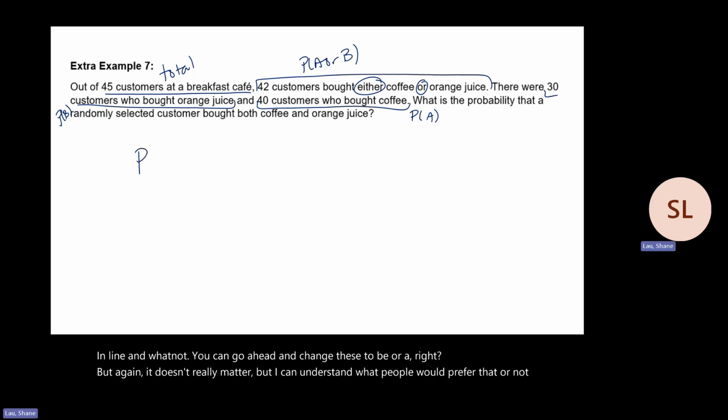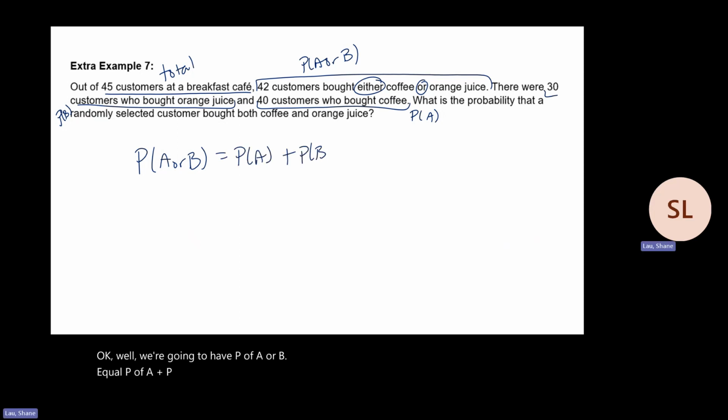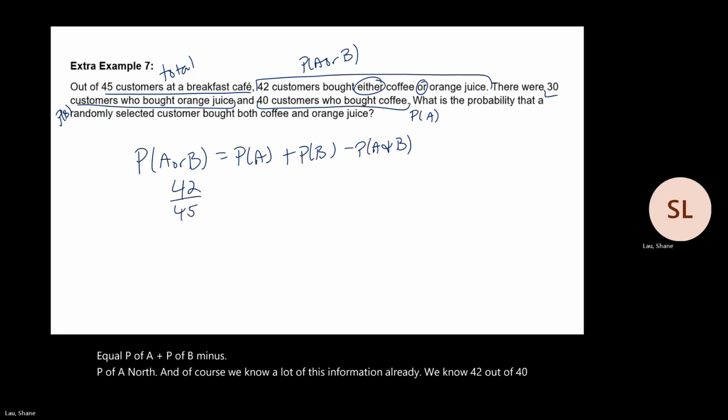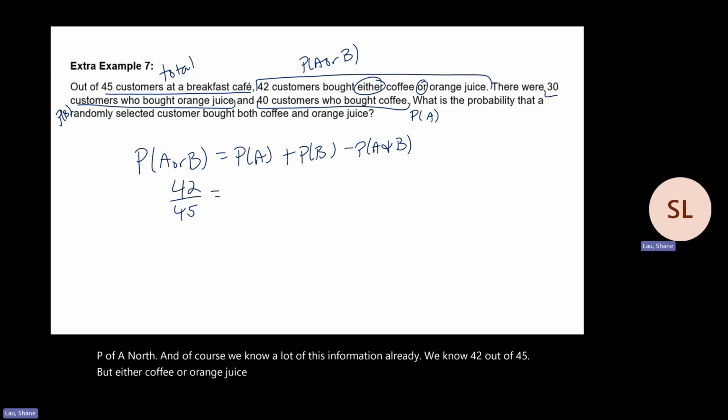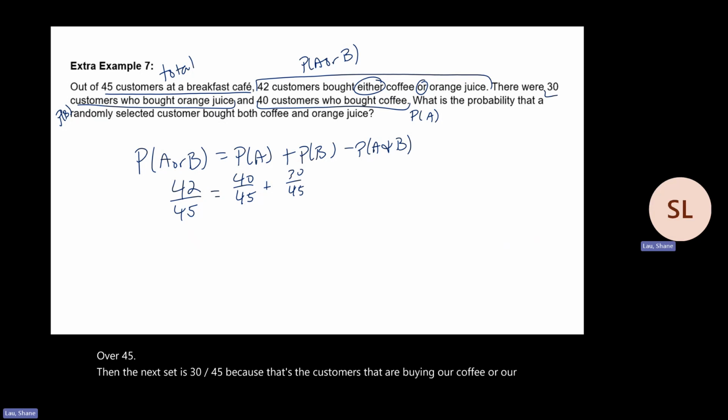Well, we're going to have P of A or B equal P of A plus P of B minus P of A and B. Of course, we know a lot of this information already. We know 42 out of 45 bought either coffee or orange juice. We said that coffee buying was the first event, so we'll say 40 over 45. Then the next set is 30 over 45 because that's the customers buying our orange juice. And we're going to subtract our X here.